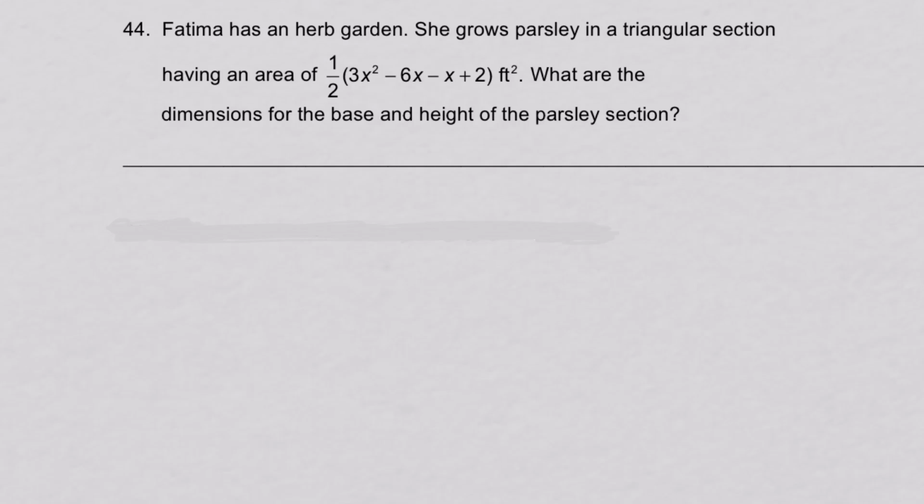Okay, so she's got an herb garden. I'm going to draw that. And she grows parsley in a triangular section. There you go. That shows you how carefully I was reading. It says triangular section, not rectangular. So let me erase this rectangle here and draw a triangle instead. So in the triangular section, she is growing parsley.